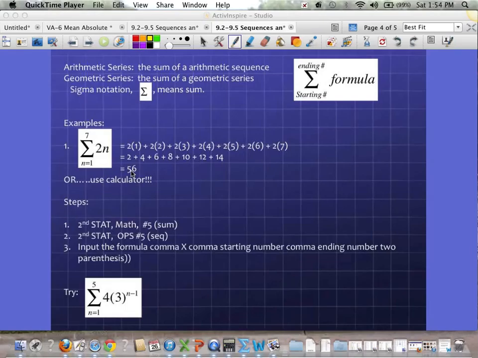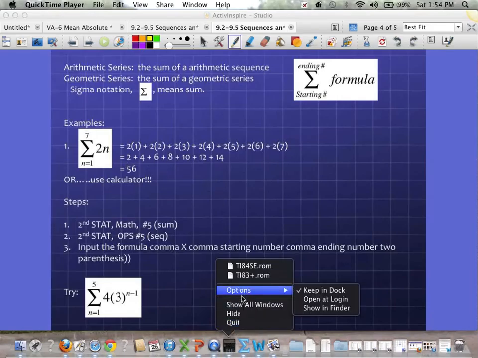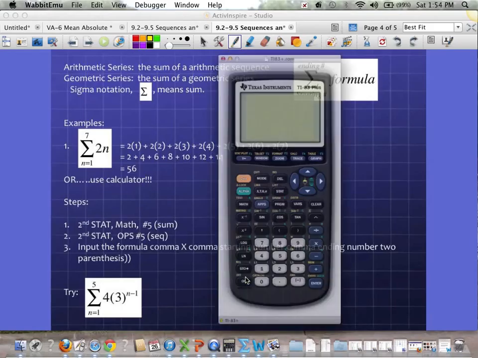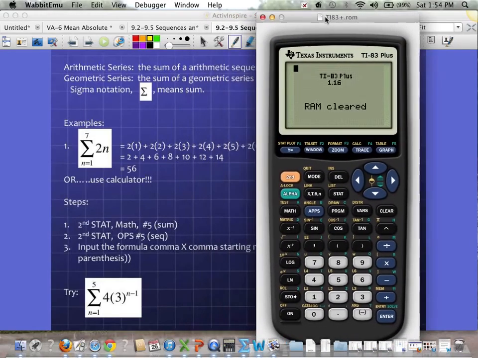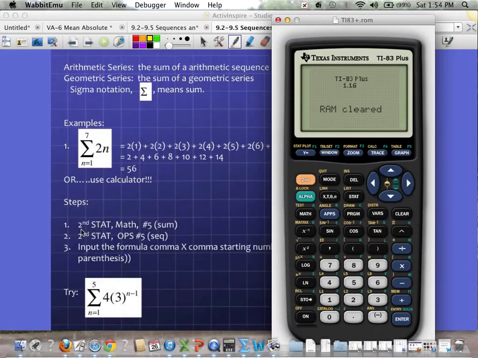And that's fine if you have a small series. But sometimes you have big series and more complicated problems. So you may want to use your calculator. Okay, so let me show you what you do. We'll pull this up. All right, to do this particular one, we start with second stat. And we're going to go over to math, and we're going to hit number 5, which is the sum. Then we're going to do second stat again. This time we're going to go to ops, and we're going to hit number 5 again, which is sequence.